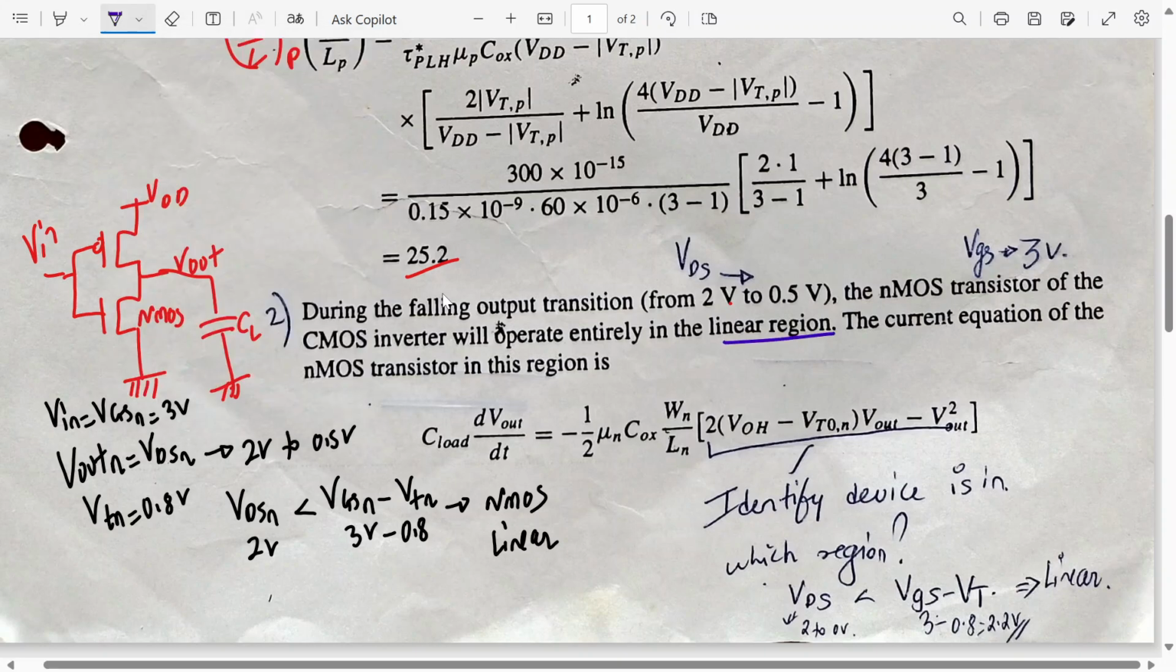So the current equation of the transistor will be, this will be equated as ID linear. Minus of ID linear is equal to CL times C dV out by dt. Okay, that is what we have integrated. So it is half mu n Cox W by L twice VOH. You understand why VOH, right? Because it is VGS minus VTN into V out. This is VGS, this is VDS of the NMOS.